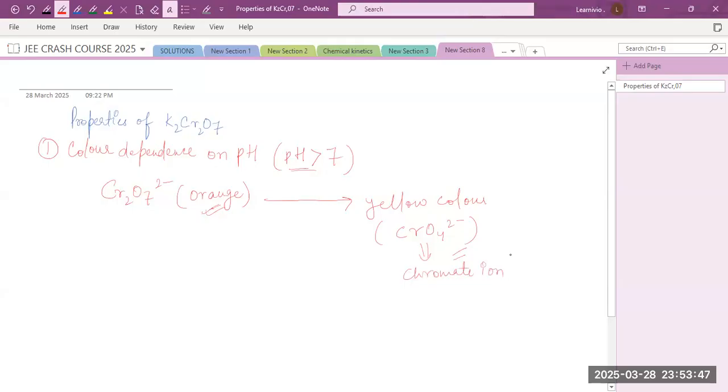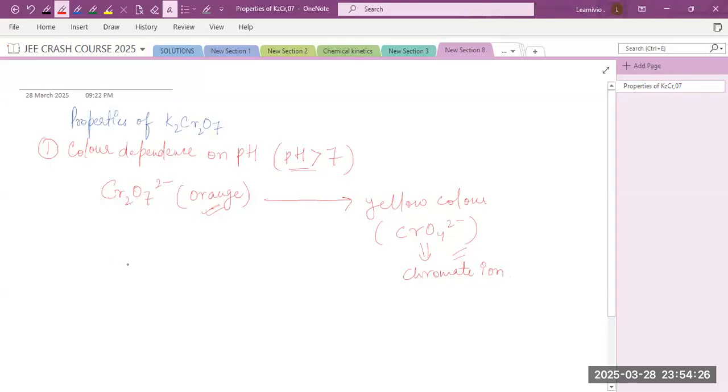Okay, so the first property is color dependence on pH. Color depends on the pH. When the pH increases, like from 7 to 8, 9, 10, like in alkaline medium, we know that the pH is greater than 7. So when you take an alkaline solution, this orange color of dichromate changes to yellow color. Why? Due to the formation of chromate ion. Chromate ion is a yellow color solution.